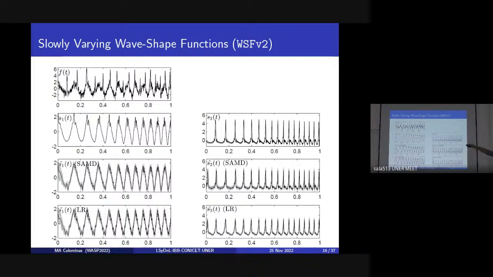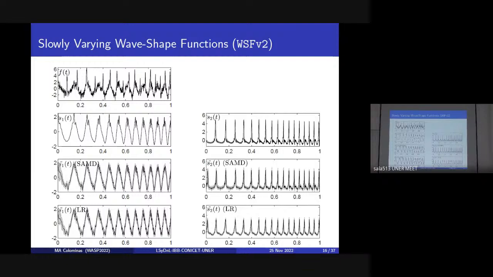So we have here at 10 dB an example with noise of 10 dB, and we have these two components that when you add them, you form a clean version of this function. And we have here the solution of what we call this method shape adaptive mode decomposition, and we first compared to the previous solution that we call just LR for linear regression, because it was actually just a linear regression. What we did with the first fixed wave shape function model.